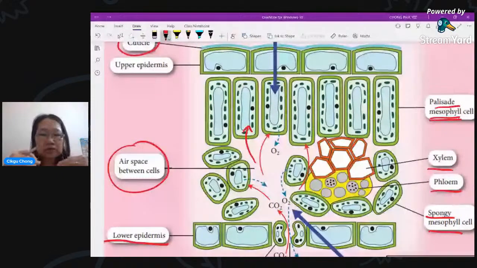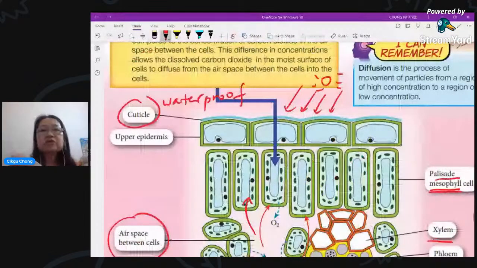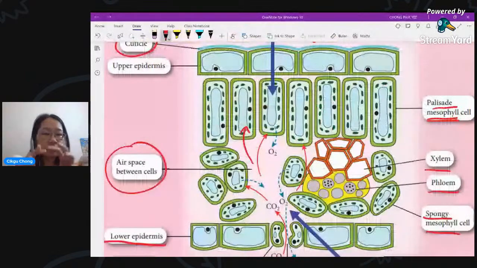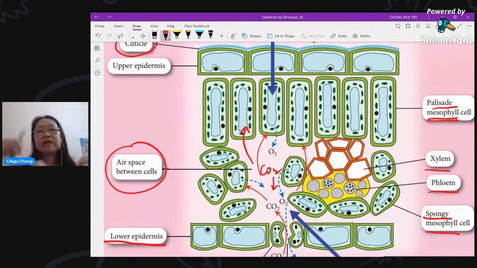CO2 goes in. So that means when the carbon dioxide goes in, the concentration of carbon dioxide in the space here will become less, okay? It will go down because it already went into the cell. So that's why I show the arrow pointing down. The arrow pointing down means the concentration is already reduced in the airspace. The concentration of carbon dioxide becomes lower compared to the concentration of carbon dioxide in the airspace between the cells. So now this one goes in already, so now it has become lower.